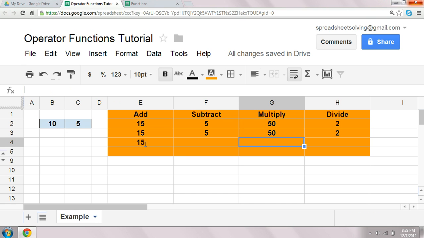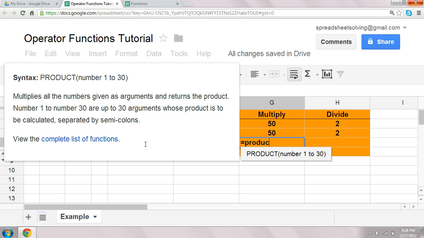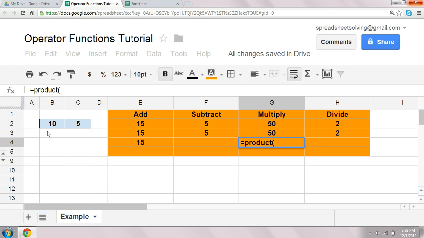Now, what about for multiply? We sure have the PRODUCT function. And this product function works the same way, where you highlight the range of cells and click enter, and you get the same answer of 50.